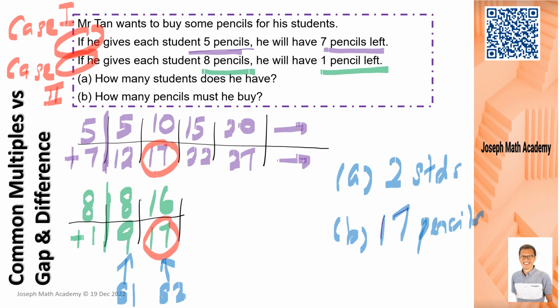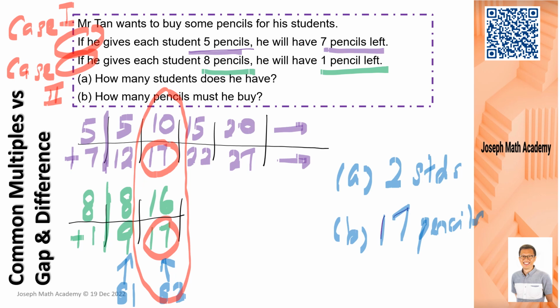Okay, all right. So this particular column has all the information. It's the second column, so it is representing 2 students, and the 17 refers to the total pencils that he must buy. So this is using the common multiples way of solving a case 1, case 2 kind of question.